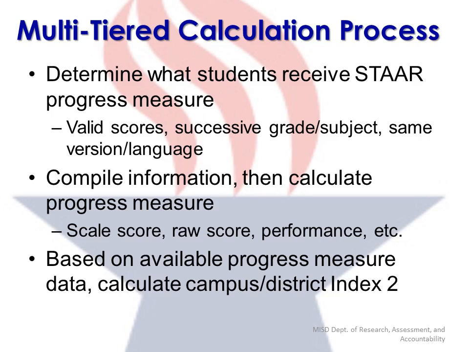The complexity embedded in the calculation of progress measure adds steps to the process of determining Index 2. The first step is simply to determine which students have sufficient data to calculate a progress measure. Some students might be excluded because of insufficient data. Second is to calculate the appropriate progress measure for each student. And third is to use that data to calculate the Index 2 score.